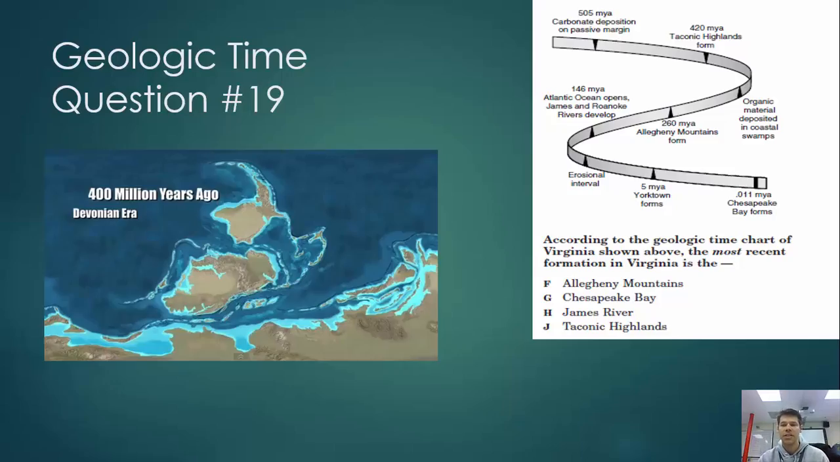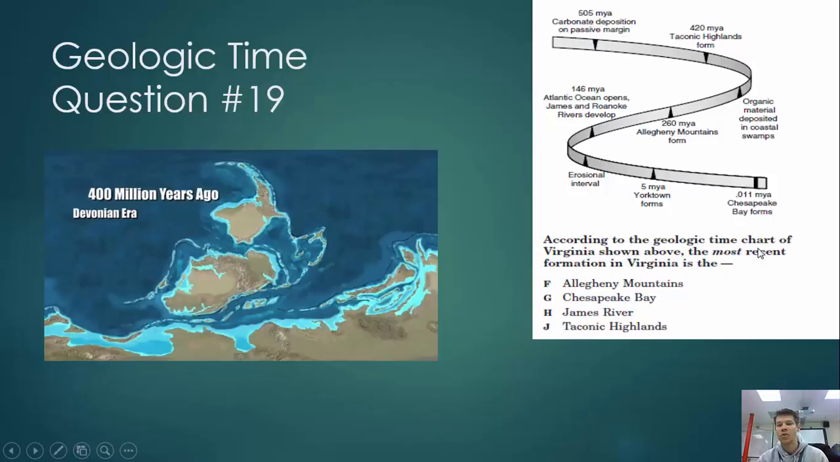According to the geologic time chart of Virginia shown above, the most recent formation in Virginia is the... So all you really have to know is what MYA means. And if you didn't catch that, then you probably had a hard time with this question. But MYA means million years ago. Like this is a picture of the Earth 400 million years ago in the Devonian period. You can see the continents are in very radically different places than they are now.